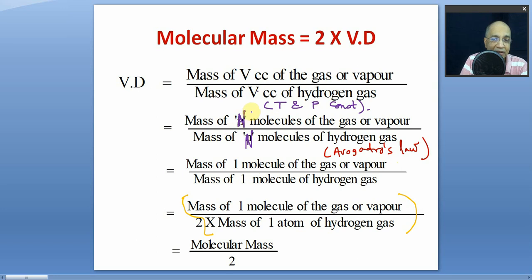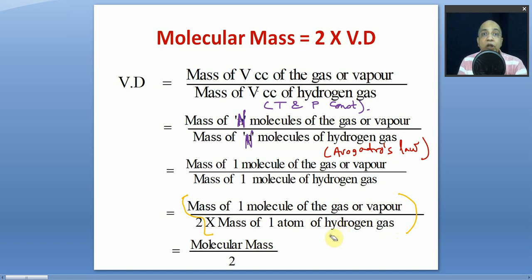And then we cancelled N by N. So we divided by N, so that becomes 1, 1. So dividing by N, we get the mass of one molecule of gas divided by the mass of one molecule of hydrogen. But we already know hydrogen is diatomic. So in the denominator, we can write 2 into the mass of one atom of hydrogen because it is H2. If you take 2 outside, then this ratio is nothing but molecular mass: the mass of one molecule divided by the mass of one hydrogen atom. That is the relative mass. That is called the molecular mass.